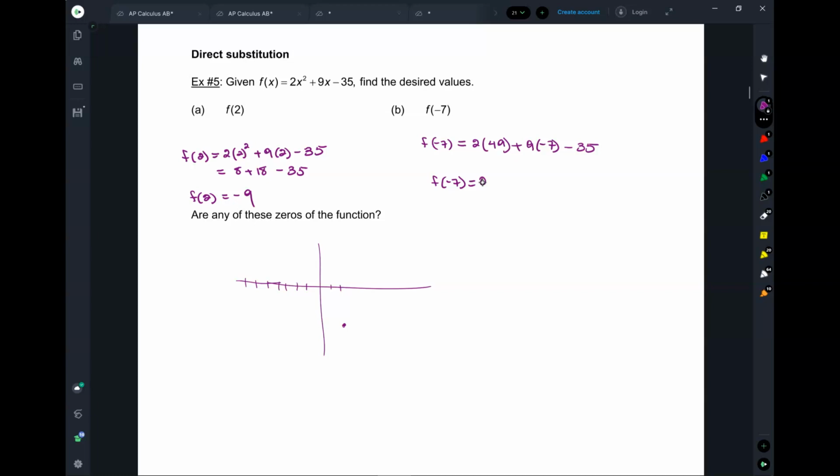F of 2 is negative 9. When x is 2, the y value of this function is negative 9. When x is negative 7, the y value is 0. So are any of these zeros?